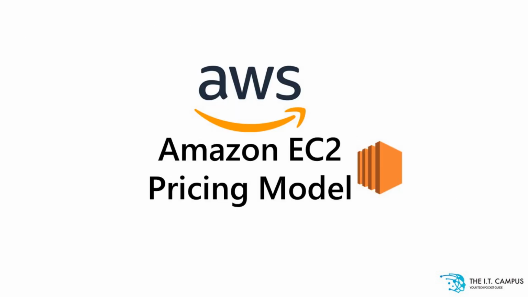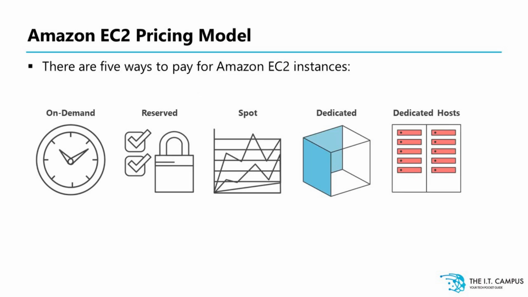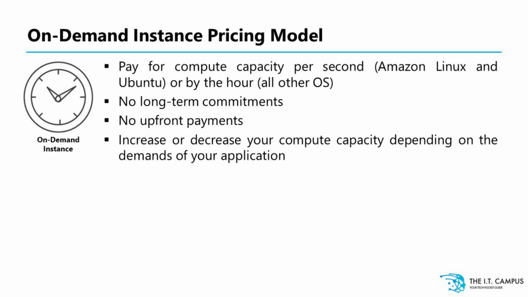Next is EC2 pricing model. There are five pricing models of Amazon EC2: on-demand instance, reserved instance, spot instance, dedicated instance, and dedicated host. On-demand instances have the lowest upfront cost and the most flexibility. You pay for an hour at a time with no upfront commitment or long-term contract. This is great for applications with short-term, spiky or unpredictable workloads.